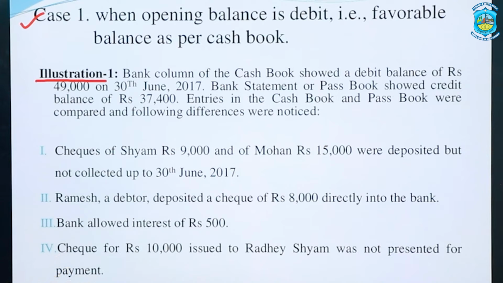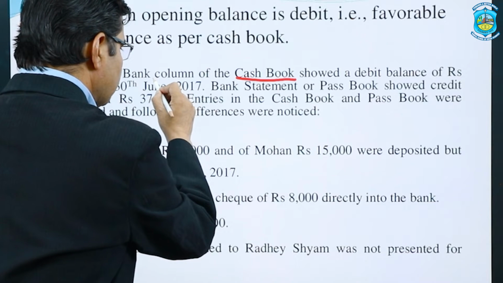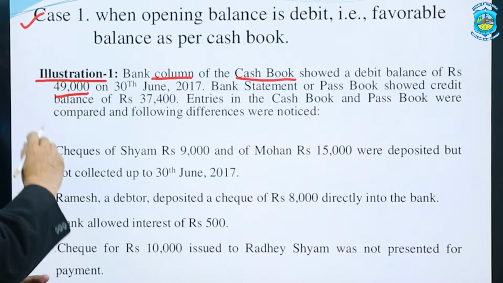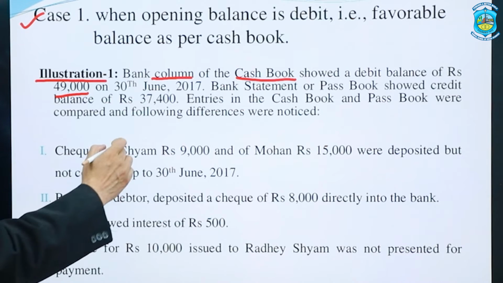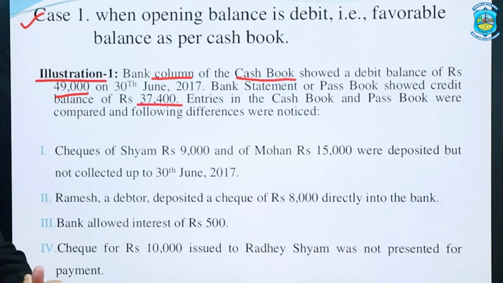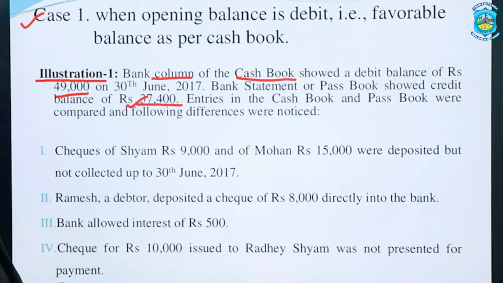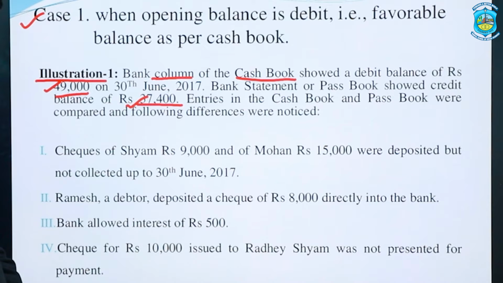In this question, the bank column of the cash book, actually we are just talking about only the cash book, is showing a debit balance of rupees 49,000 on 30th June 2017. The bank statement or passbook showed a credit balance of rupees 37,400. This is being shown by our bank passbook. That is also a positive balance, and this 49,000 is also a positive balance. So both the balances are being shown by our cash book and passbook respectively. Entries in the cash book and passbook were compared and the following differences were noticed.